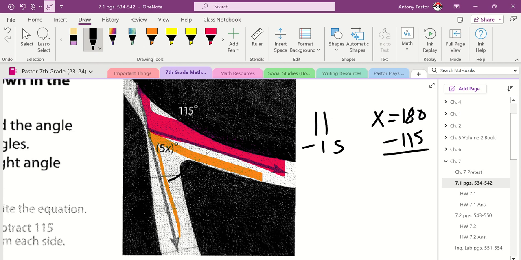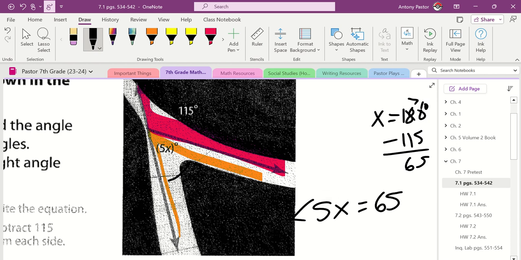The missing angle is now 180 minus 115, which gives me what? 0 minus 5 can't do. Borrow. 10 minus 5, 8 minus 1 is 6. This is 1 minus 1 is 0. So yeah, angle 5x, and I'd write it like this, equals 65 what? Degrees. And that's it.